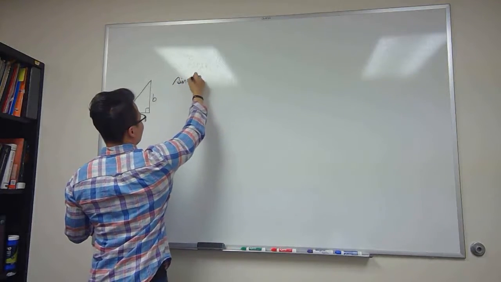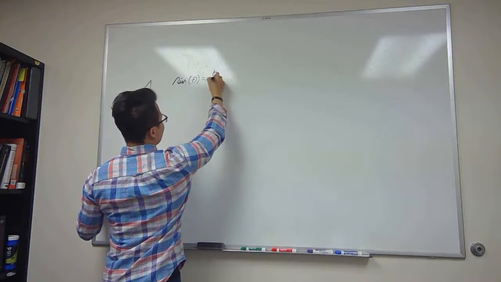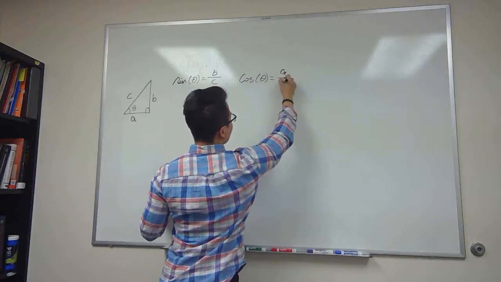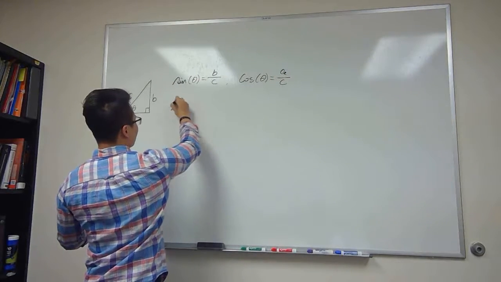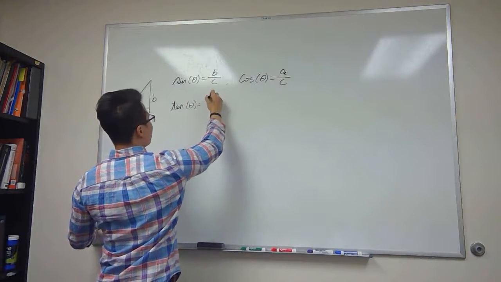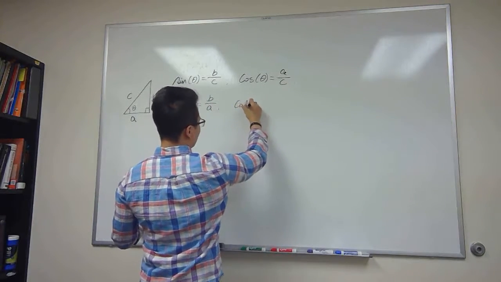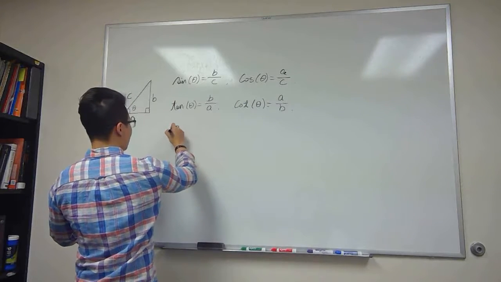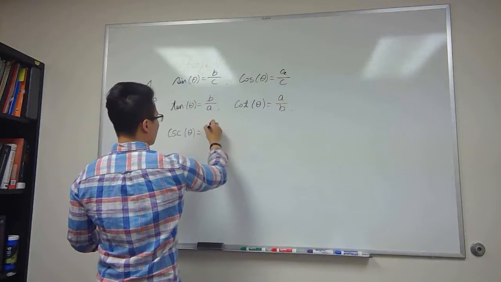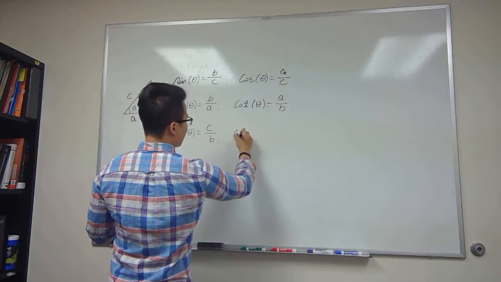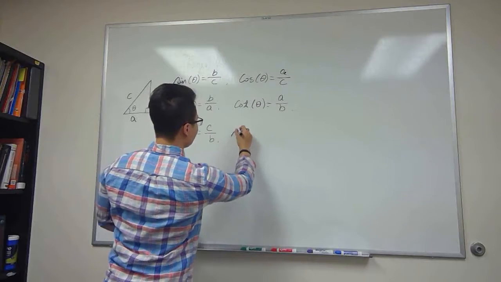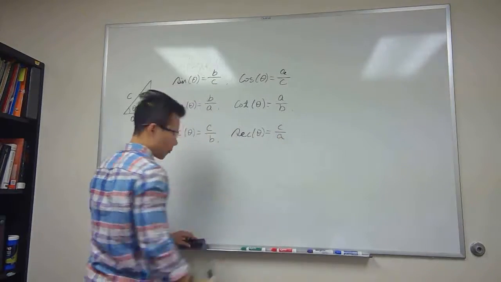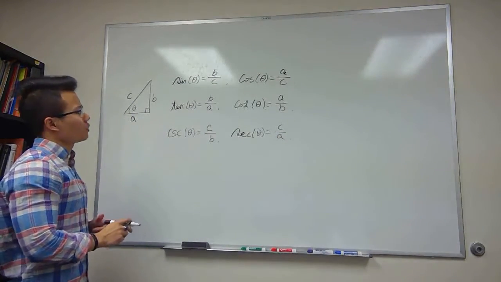So sine of theta is equal to B over C, and cosine of theta is equal to A over C, and we have tangent of theta equal to B over A, and cotangent of theta equal to A over B, and we have cosecant theta equal to C over B, and secant of theta is equal to C over A. Okay. So we have the 6 trigonometry functions in here.